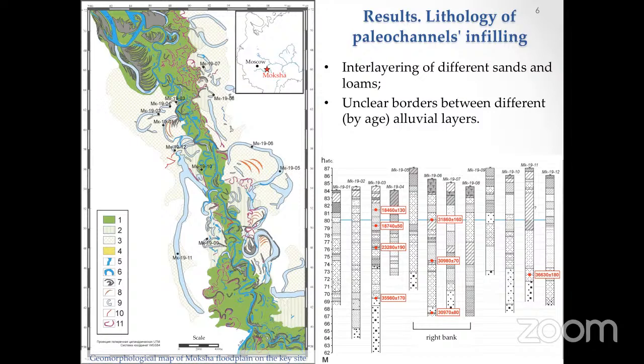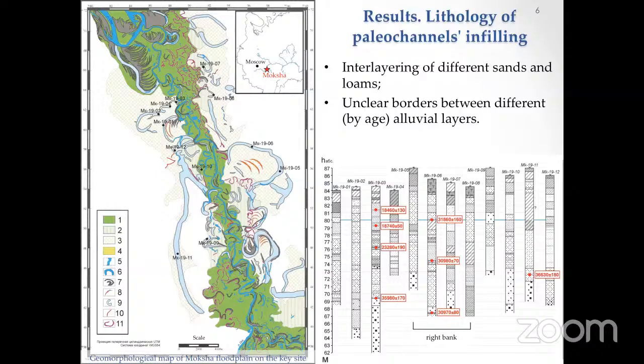Let's look closer at the lithology and stratigraphy of analyzed paleochannels. Here you can see that the entire infilling of the valley is presented by interlining of different sands and loams. Usually a coarse sand that looks like channel alluvium underlies the alternation of fine sands and loams. But under coarse sand, the interlining of sands and loams continues, and such a situation can repeat a few times. So mostly it is unclear where the borders between different by-age alluvial layers are situated.